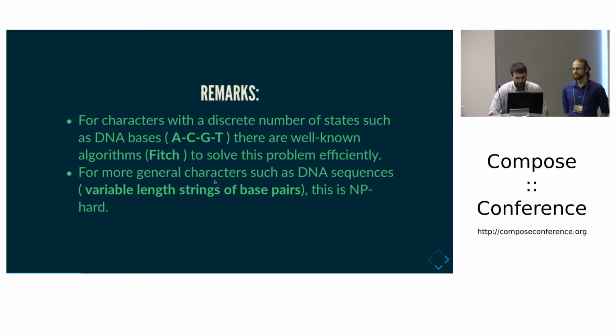And some comments about that. In general, if we have a discrete number of states, like DNA bases, then there are well-known algorithms, which is basically the example I just gave. You just make the best guess at each stage. The names here are Fitch or Sankoff for the algorithm. You make the best guess at each stage, and that is how you can assign internal characters. But in general, you might have DNA sequences, variable length strings of base pairs, and that's an NP-hard problem.